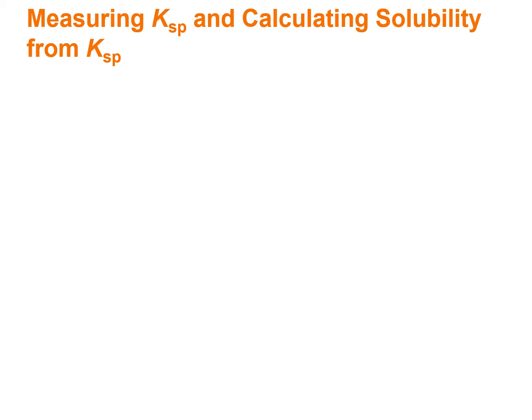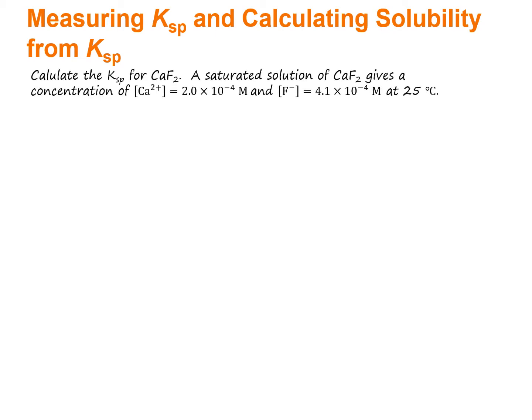So, when it comes to measuring the Ksp, if we know the amount of each of the ions that are present, then we can calculate what the Ksp should be in a saturated solution. You'll hear me saying saturated solution. That just means there's some salt present. So it's now in equilibrium if some salt is present.